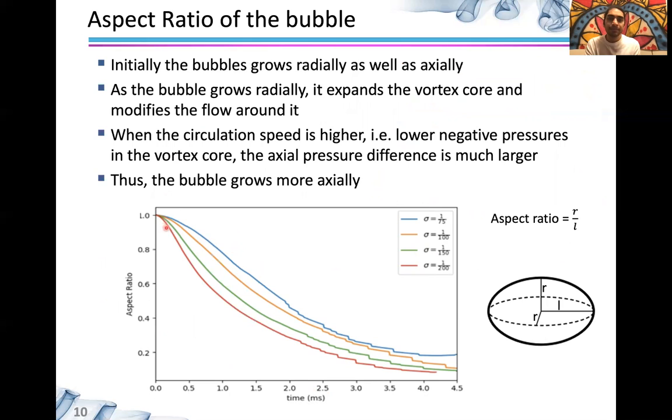And we observe that for the lowest cavitation number, which is the case for when the vortex is the strongest, we get the least aspect ratio. So that means the growth that we are getting along the axial direction is the maximum, and that makes sense when the circulation velocity is the highest and the vortex is stronger. However, for all the cases that we considered, the aspect ratio is still less than 1, and the bubble grows cylindrically along the axial direction as well.